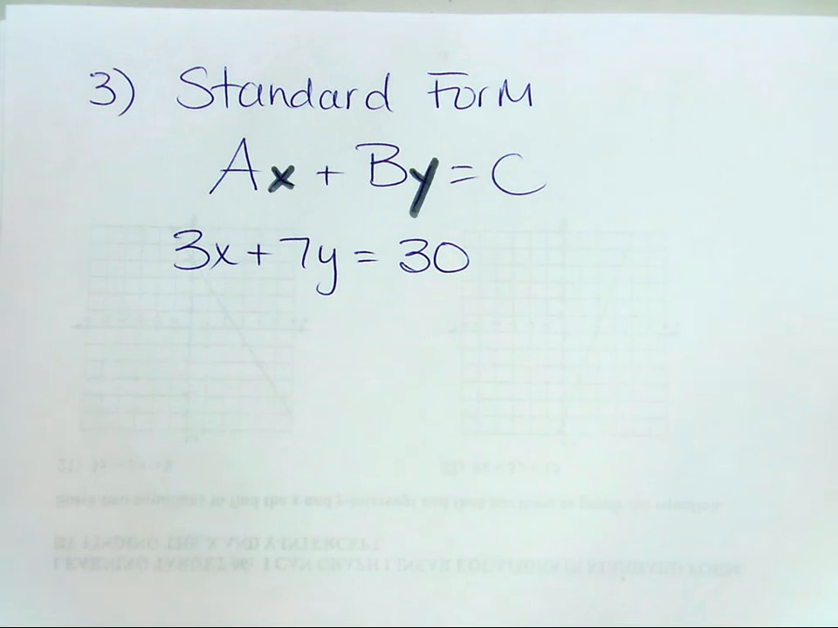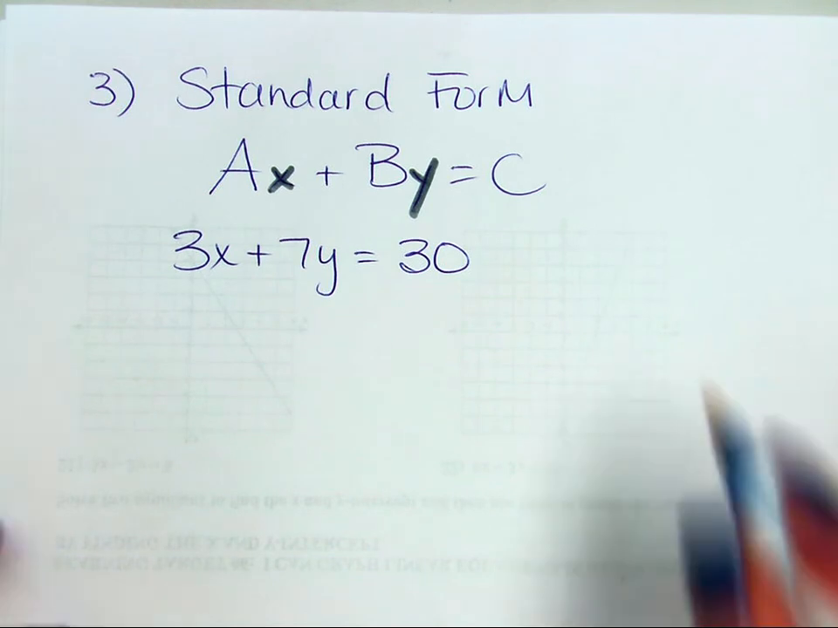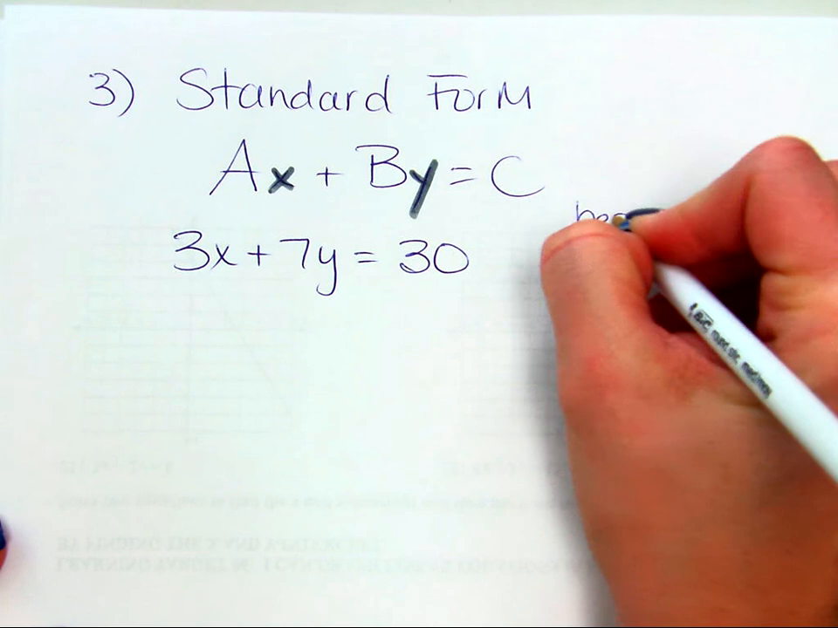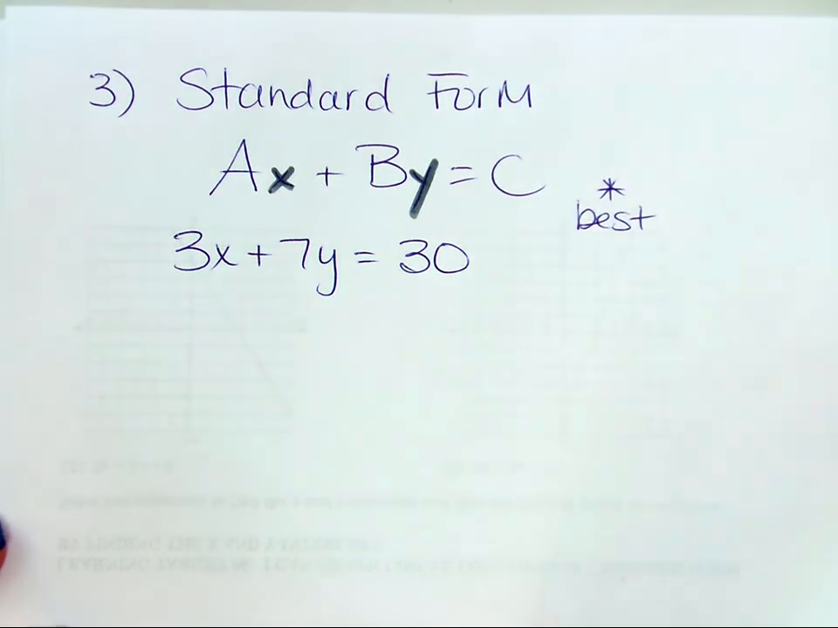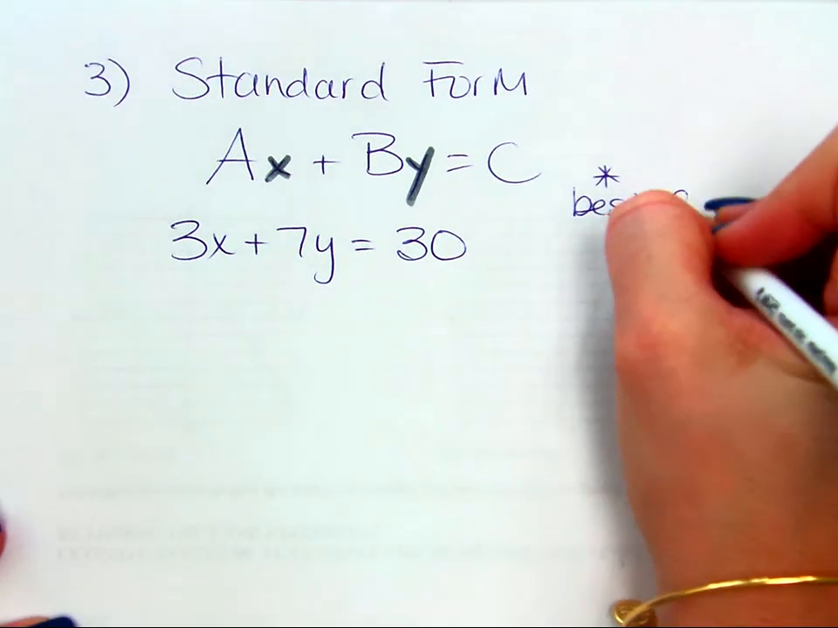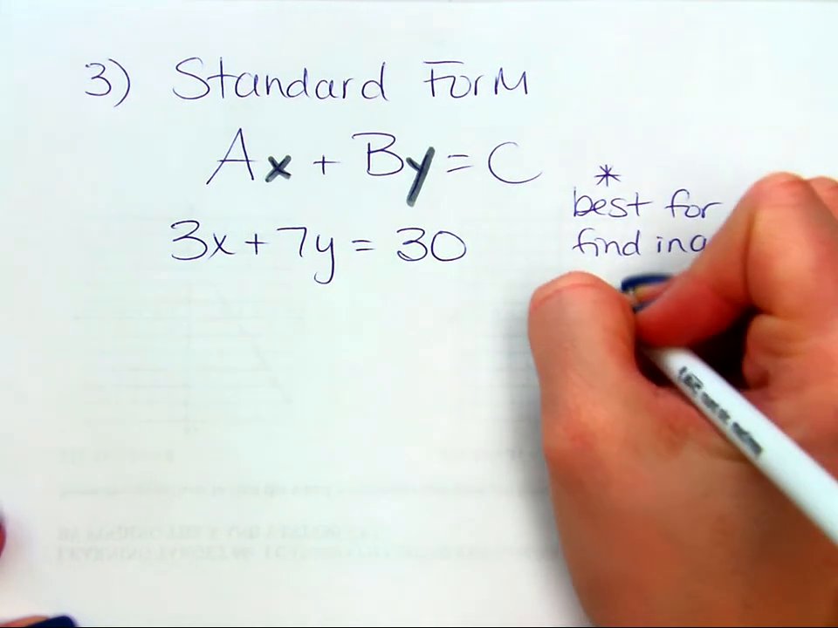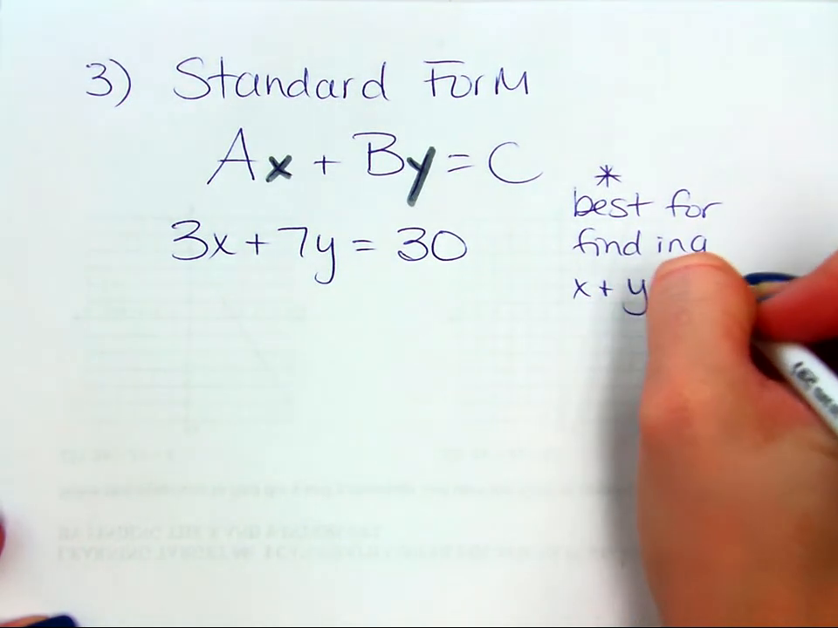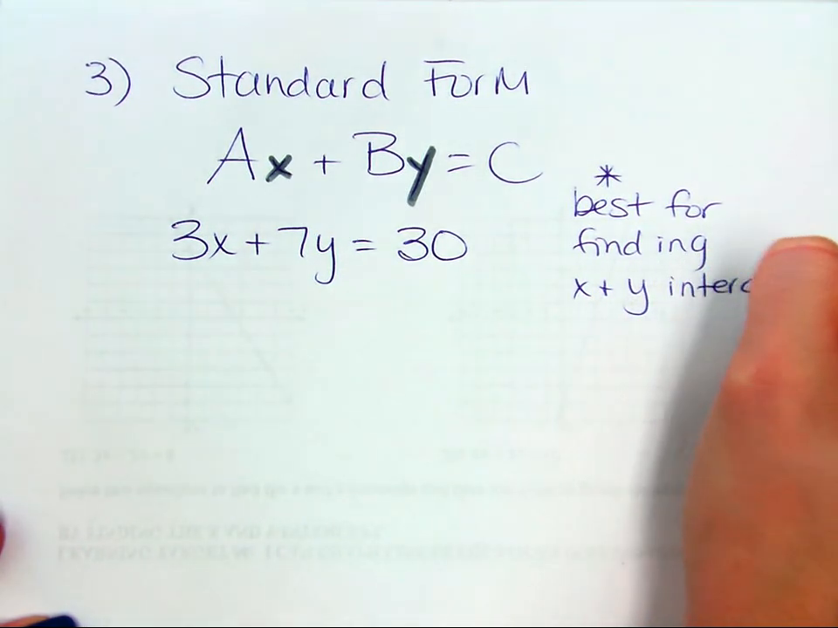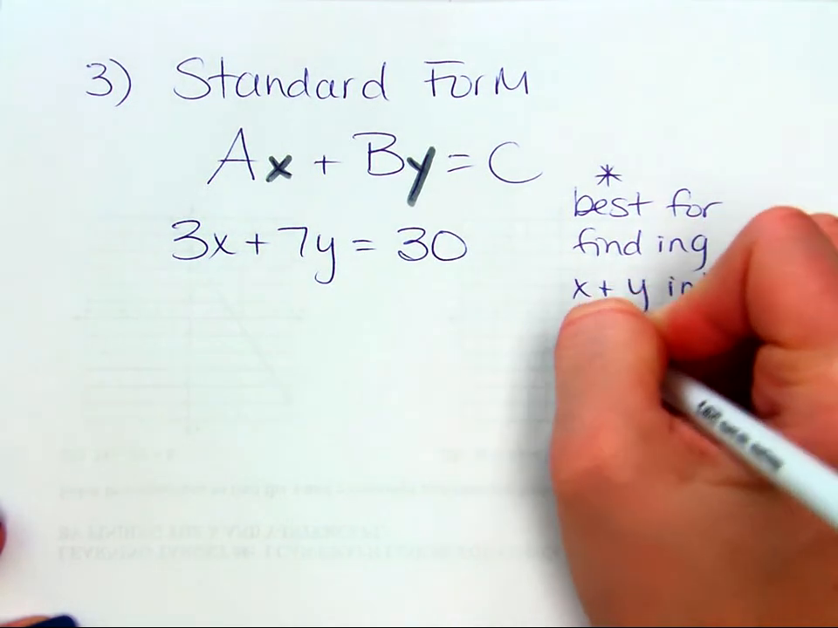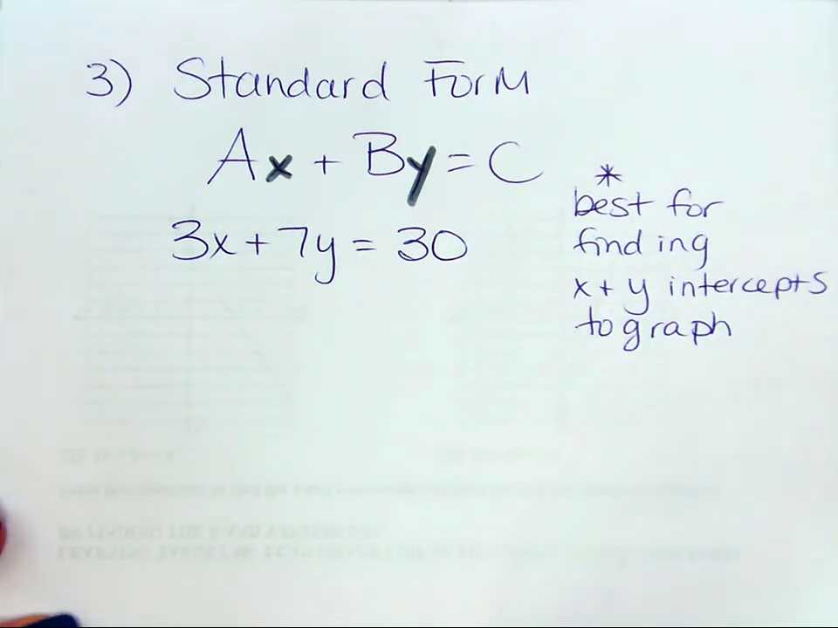So here's the beautiful part about this. Like, you have all these options. So let's just put a little side note here. Standard form is best for finding the x and y intercepts to graph. And I'm going to show you in a minute how you could do both here.